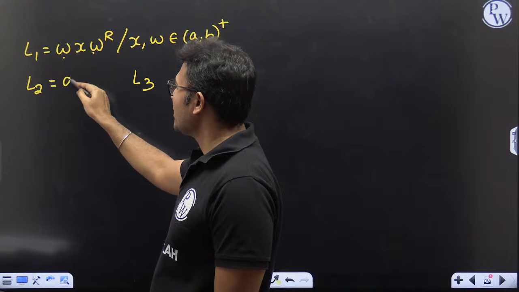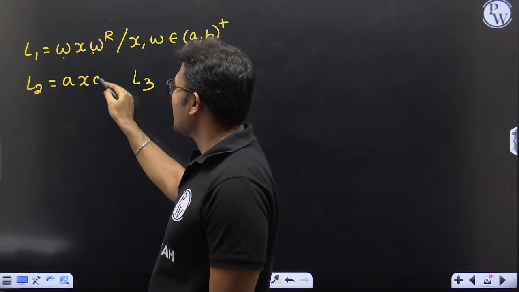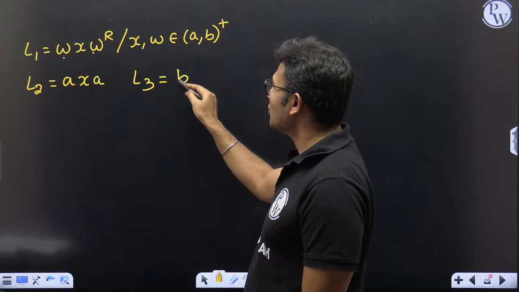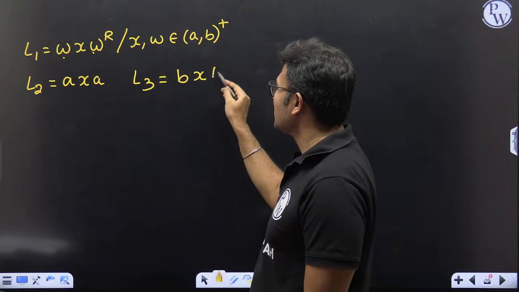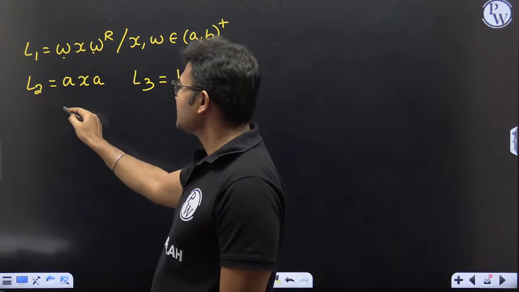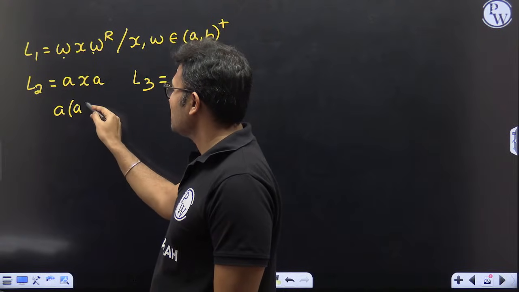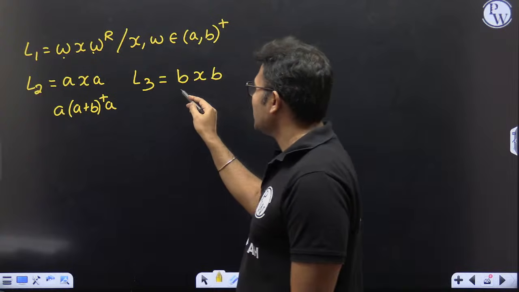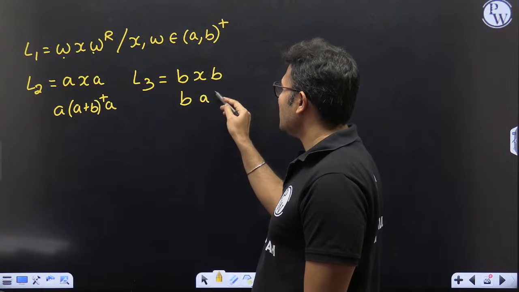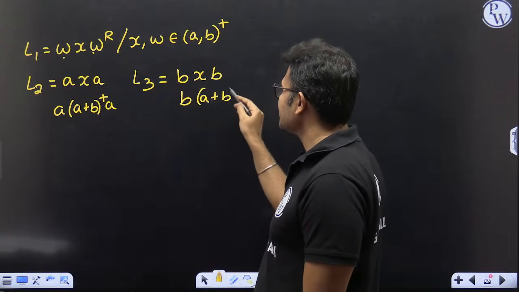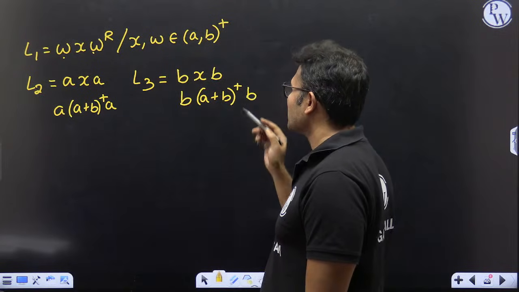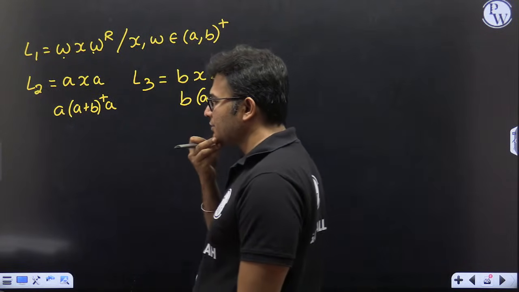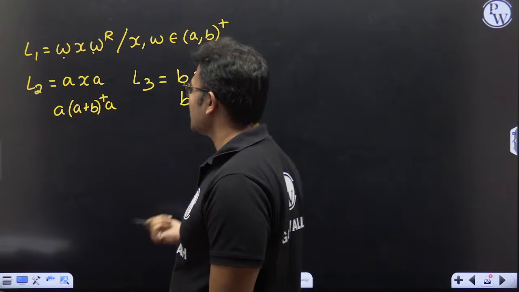Let us say A, X, A. And then L3, take smallest string. Let us say W equal to B, X, B. Right? Now what is this? L2 is A plus B plus A. L3 is B, A plus B plus B. Right? Now take strings and prove it.